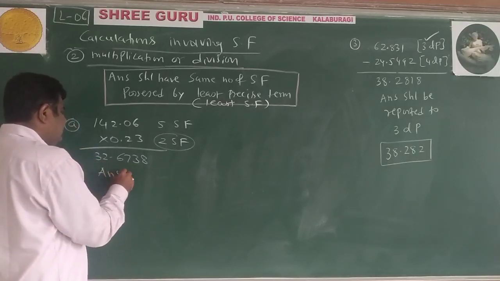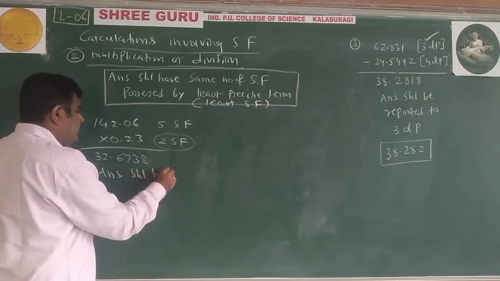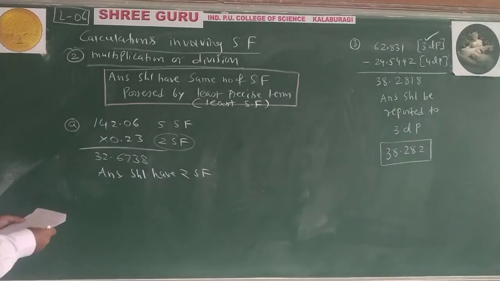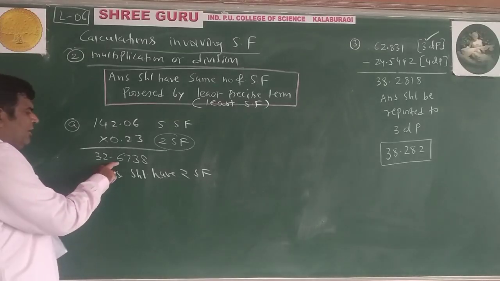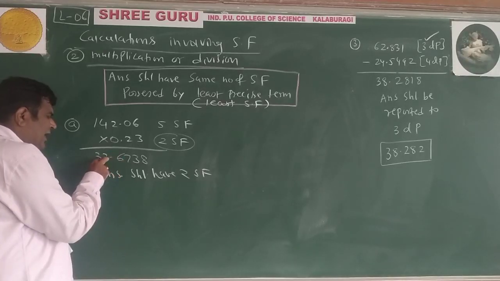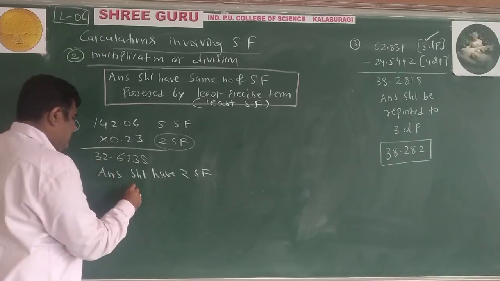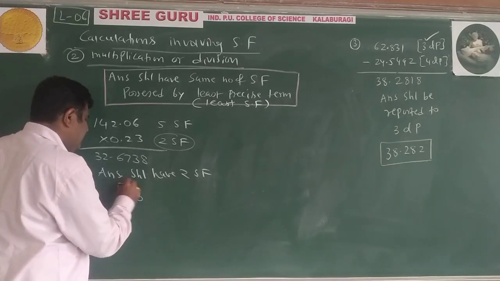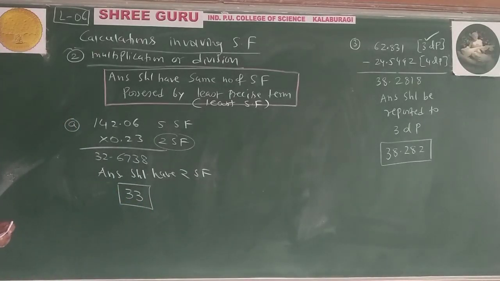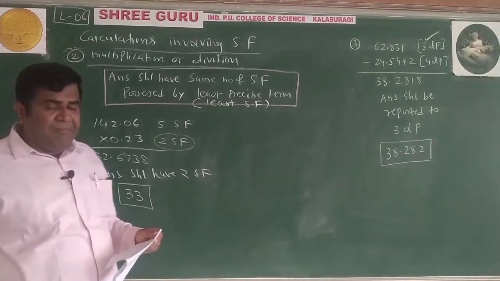Answer should have 2 significant figures. It means this all is to be dropped, 6 has to be dropped, which is more than 5. So 1 is to be added to the previous digit. So the answer should be 30. This is the way in which the answer is to be reported. See the next example.